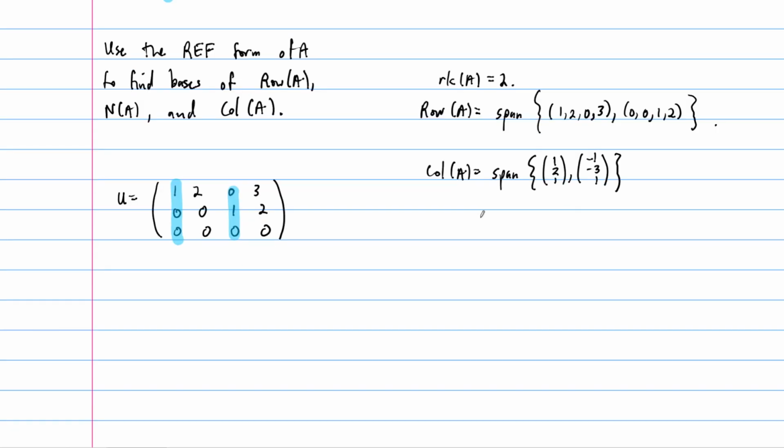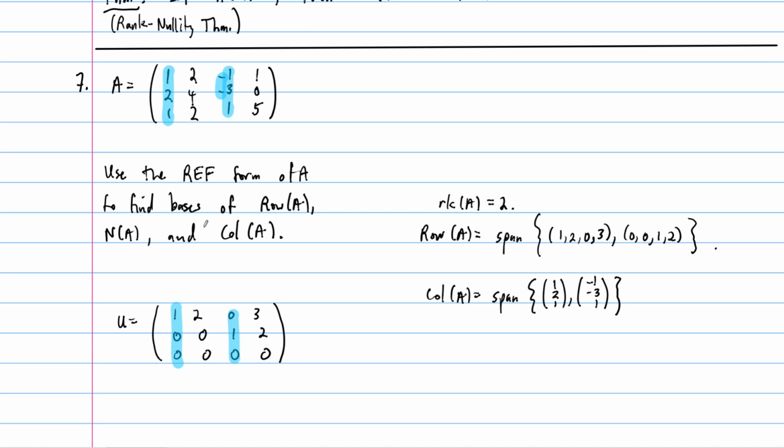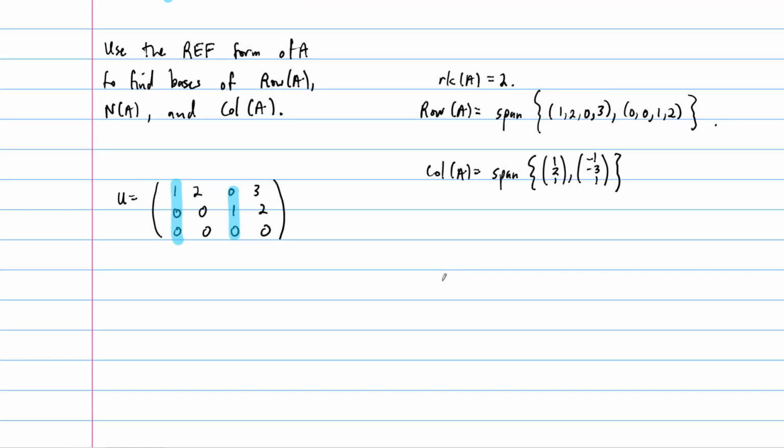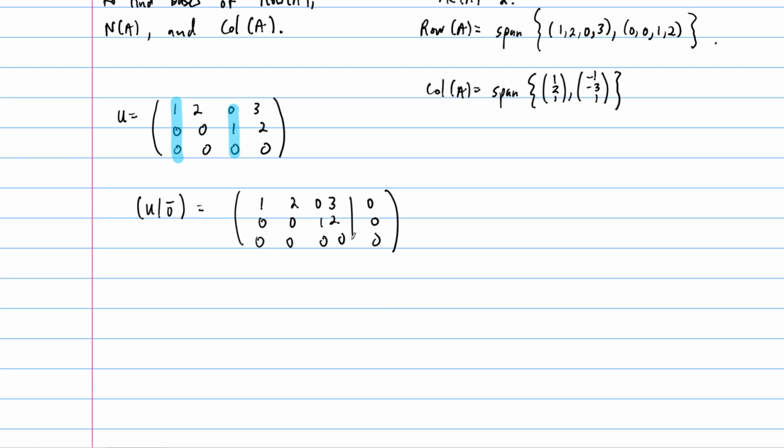Well, the null space is the set of all solutions to the equation AX equals 0. Because row operations preserve the row space, that also preserves the null space, right? And so by preserving the null space, it means that we can solve this system right here. So we can write down the augmented matrix: 1, 2, 0, 3, augment 0. 0, 0, 1, 2, 0, etc.